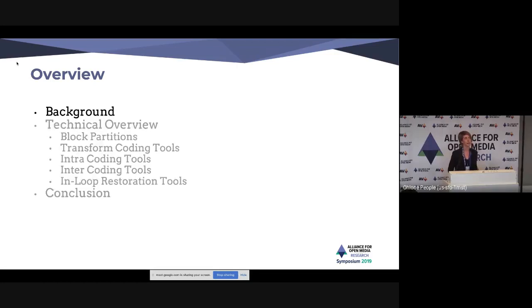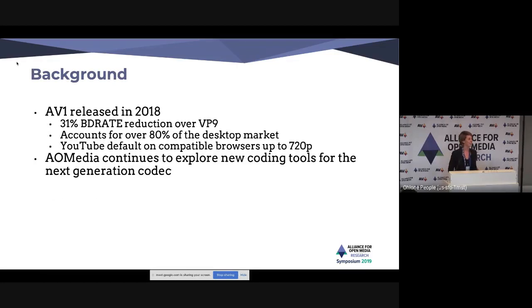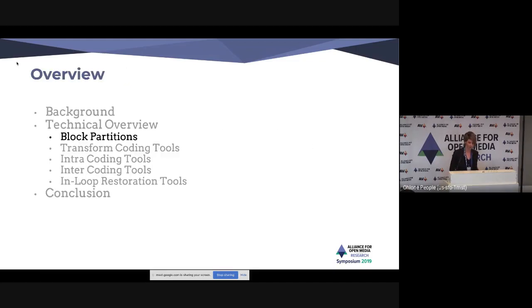So I assume everyone here is familiar with AV1, but this is an update on where it's at right now. It currently gives around 31% BD rate reduction over VP9. It accounts for about 80% of the desktop market, and YouTube uses it as the default on compatible browsers up to 720p. I believe 1080p is in the experimental stage. Given the success of AV1, AOMedia wants to continue to develop new coding tools and hopefully make progress on the next generation codec as AV1 continues to improve.